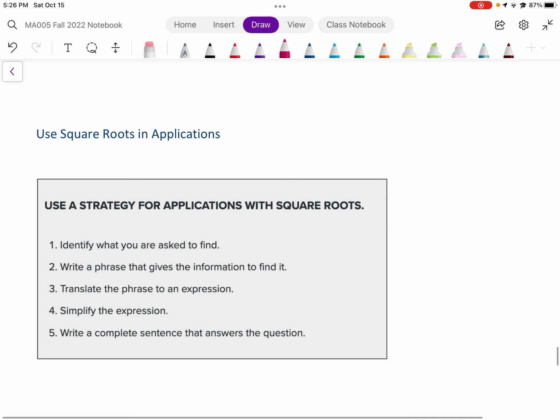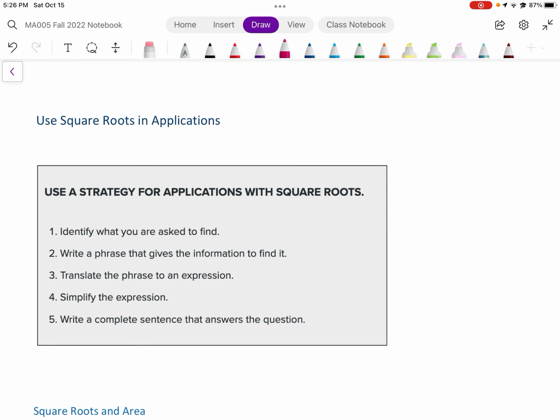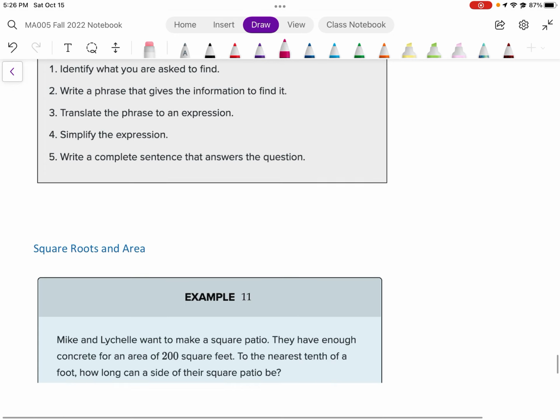All right, using square roots in applications. Identify what you're asked to find, write a phrase that gives the information to find it, translate. This is the same thing we've been doing, but we're doing it with square roots now. All right, so square roots in area.